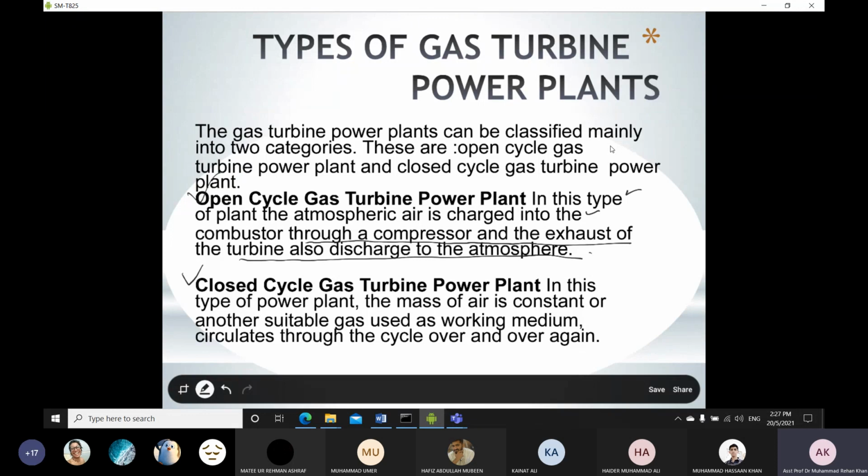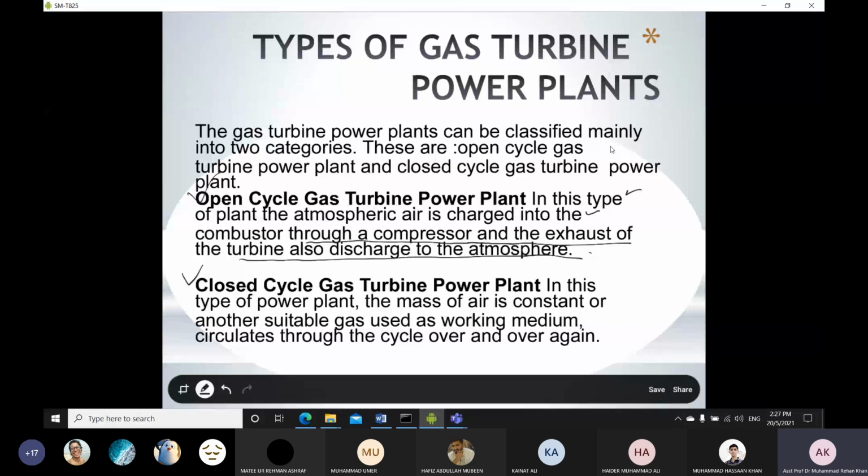Then it is sent to the combustion chamber, and then it is sent to the turbine, and the exhaust gases, which are a result of the combustion, will be released through your turbine and then towards the atmosphere again. So this is the open cycle gas turbine power plant, which is used in jet power engines.